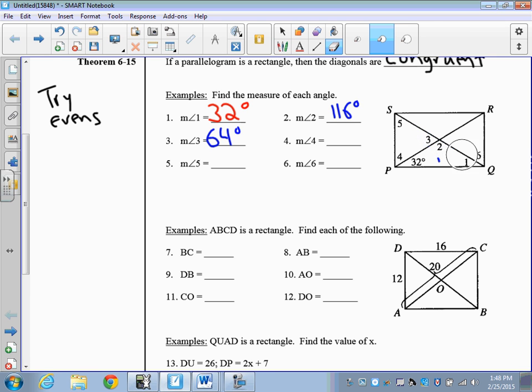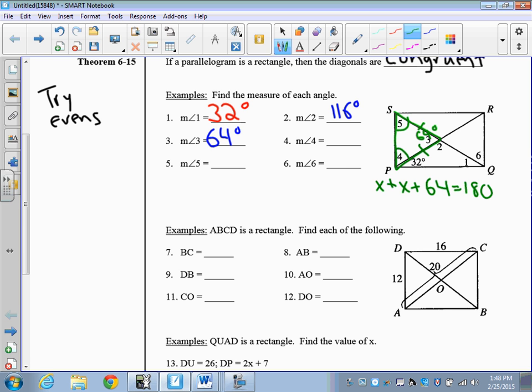Let's figure out what the measure of angle 5 is. We'll do this triangle in green. So we have another situation where we have an isosceles triangle, and we know that the measure of angle 3 is 64 degrees. So we know these two are the same. The base angles are the same. So x plus x plus 64 is equal to 180.